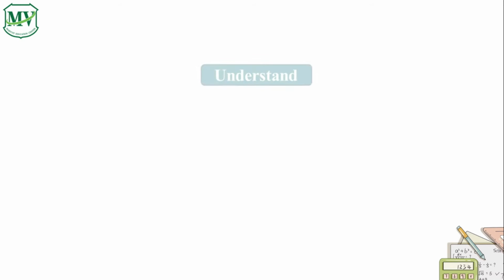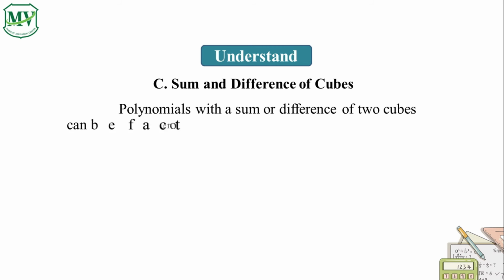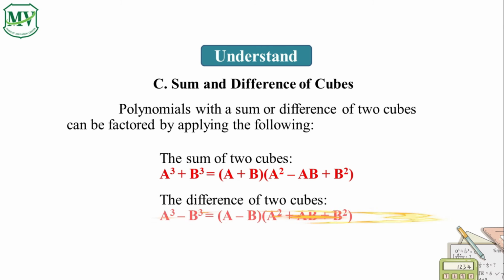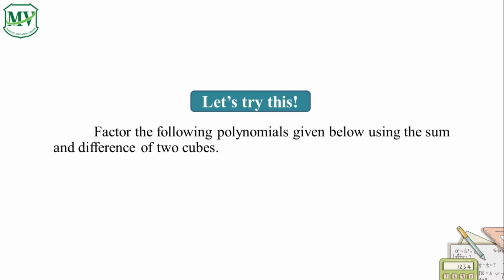The third type of special products is the sum and difference of cubes. Polynomials with the sum or difference of two cubes can be factored by applying the following. For the sum of two cubes, for the difference of two cubes. Let's try this. Factor the following polynomials given below using the sum and difference of two cubes.